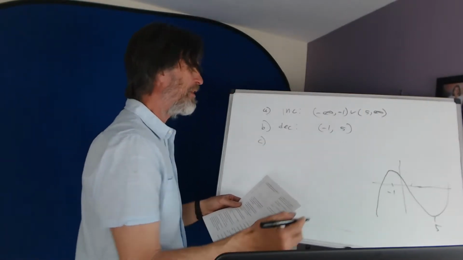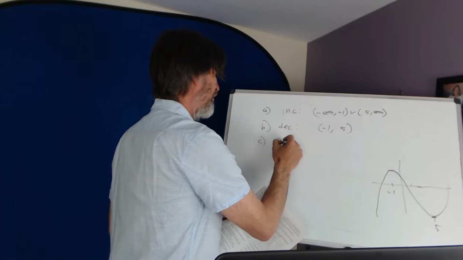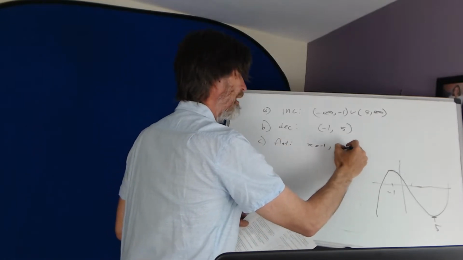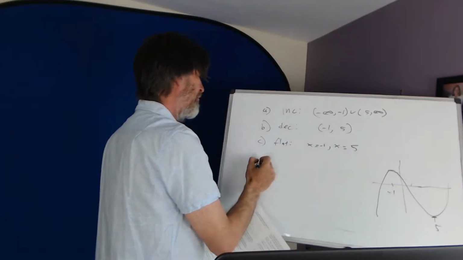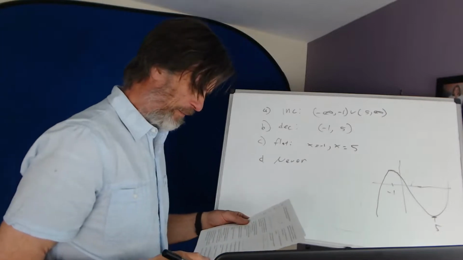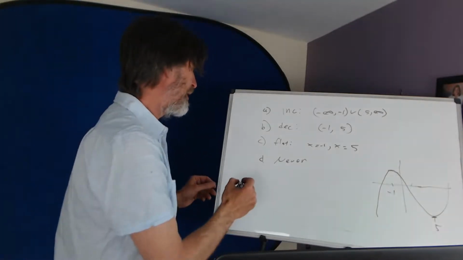The first derivative is 0. Yeah, it's 0 right here where it goes flat. It's 0 right here. So here's where the graph is flat. X equals -1. And x equals 5. Part D, never. Part E, the second derivative is positive on what intervals?